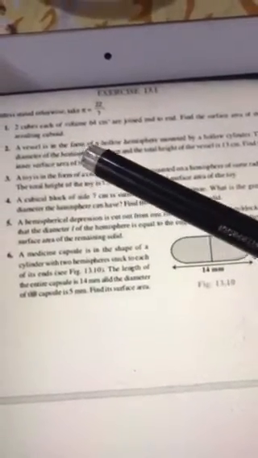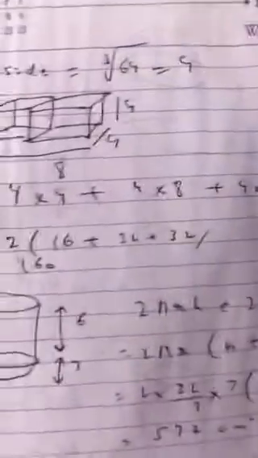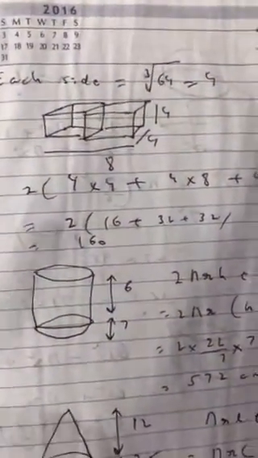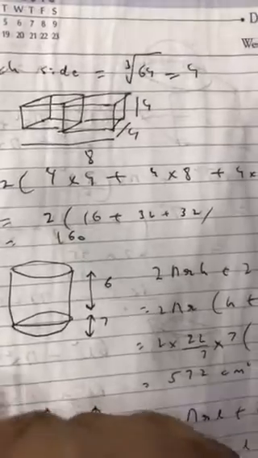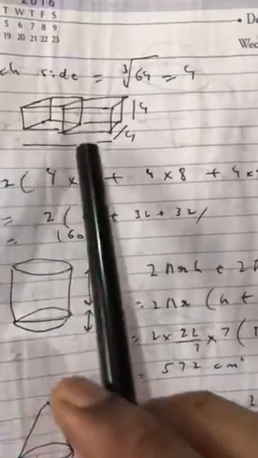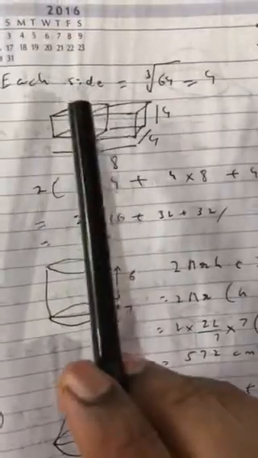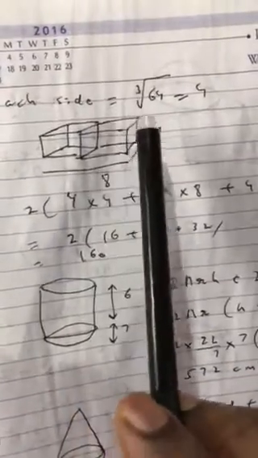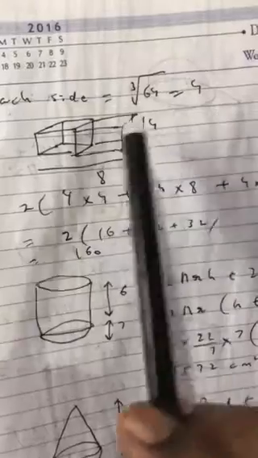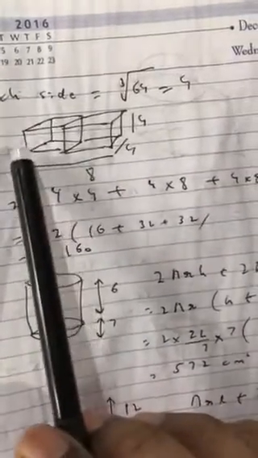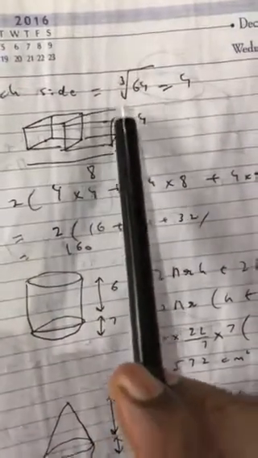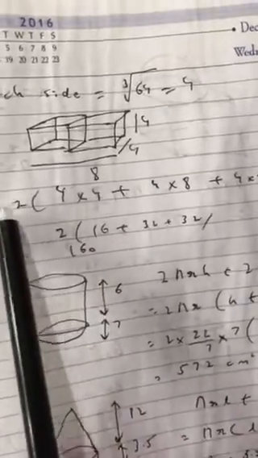The first question: two cubes of volume 64 centimeter cube are joined end to end. Find the surface area of the resulting cuboid. When you see the diagram, it will look like this. They are joined end to end. Each side of each cube will be the cube root of 64, that is 4. So after joining end to end, this will be 8, this will be 4, this will be 4. These will be the dimensions.